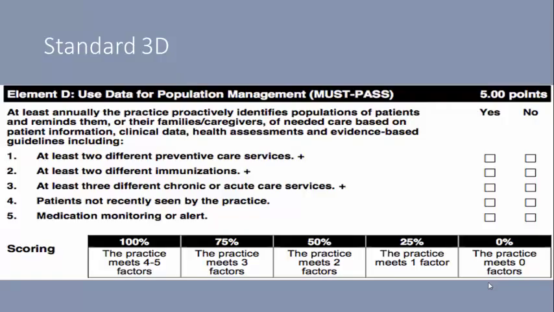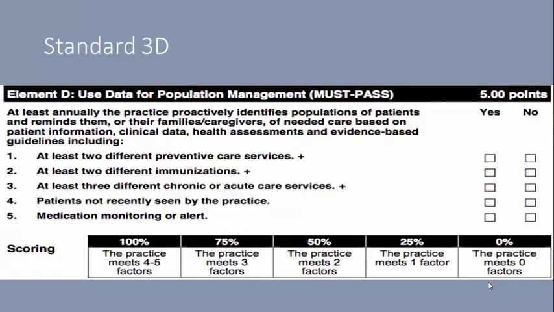And so what you have to do is, from your EMR, or if you don't have an EMR, from your practice management system perhaps, you've got to print or produce lists of patients who are eligible for certain services but have not received those services. For example, if you look at number 1, you've got to pick at least 2 preventative care services.